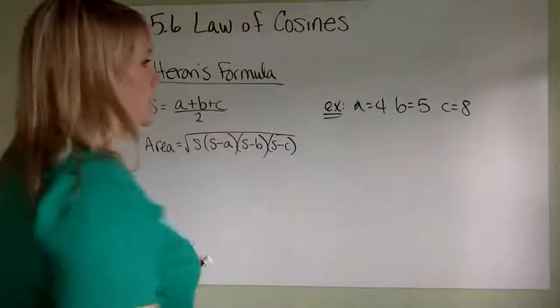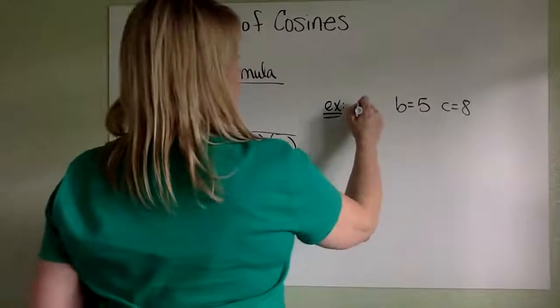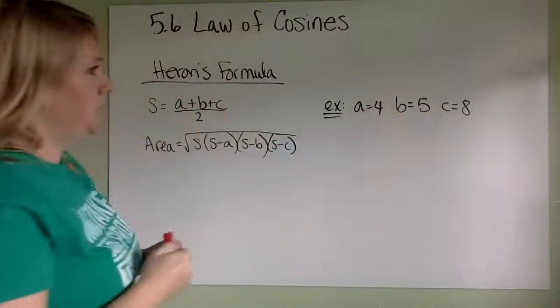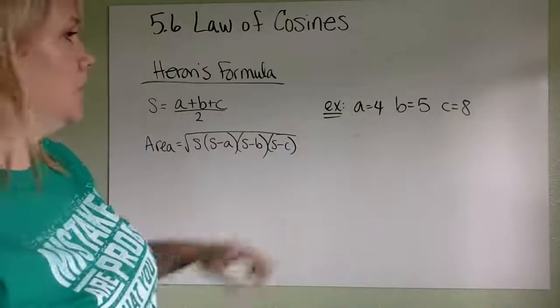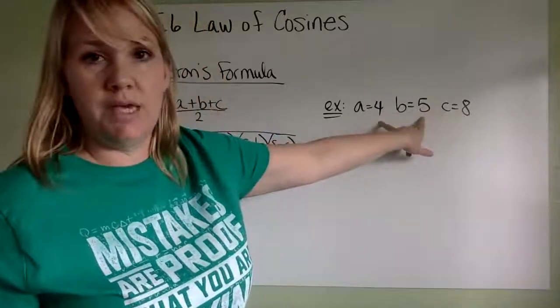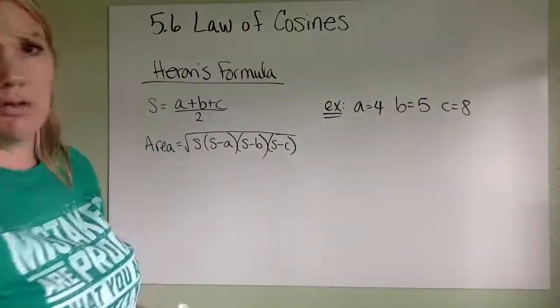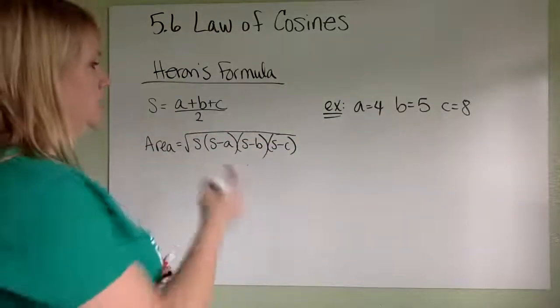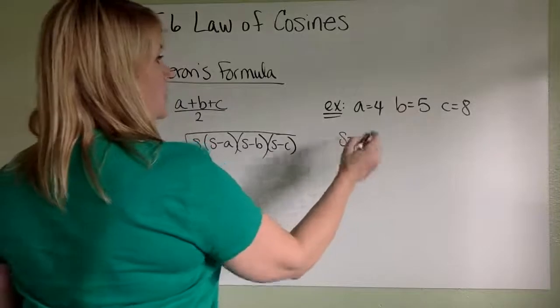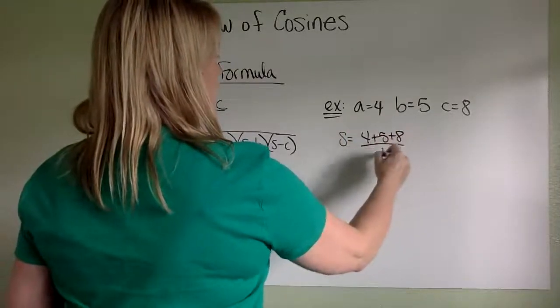You might just double check because in your assignment, you might end up with a triangle that doesn't exist. So the biggest side is 8, and if I add 4 and 5 together, they're bigger than 8. 4 plus 5 is 9. So that checks that it is in fact a triangle. And so then we find the semi-perimeter. We add 4 plus 5 plus 8 and then divide by 2.